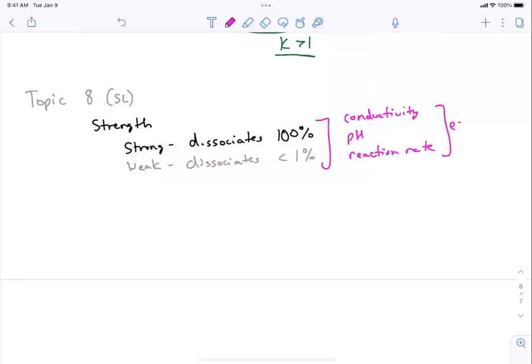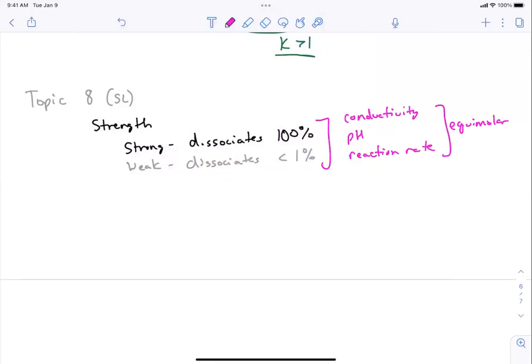And this all needs to be equimolar, by the way, the same molarity, because you can only compare them when they're the same molarity. But these properties of each solution are dependent on how much is ionized, because the more ions you have, the more conductive it is. The more ions of H plus or OH minus you have, the stronger the pH is. The more ions you have, the faster the reaction rate will occur.